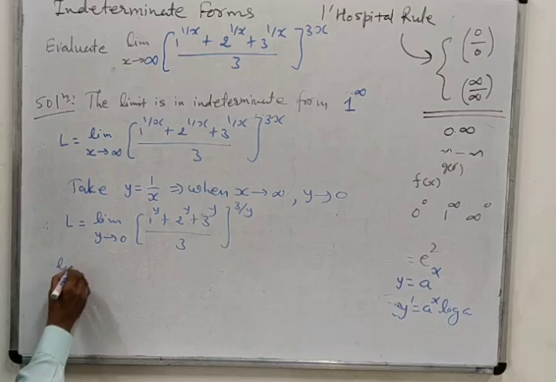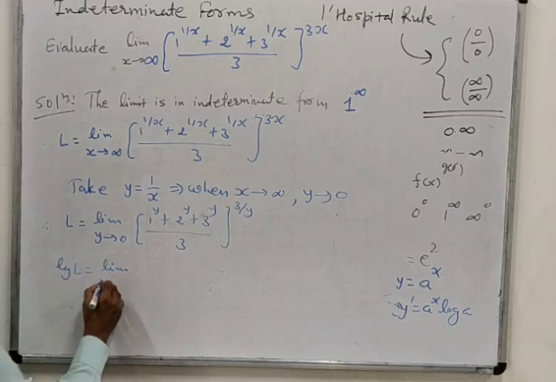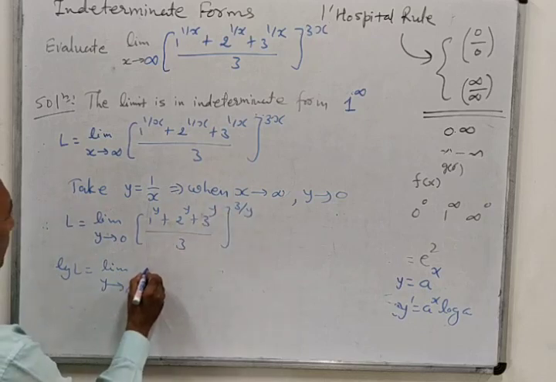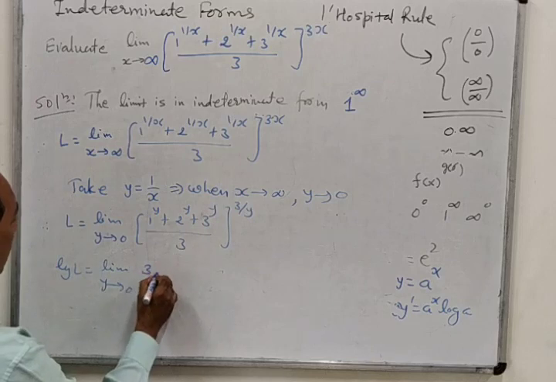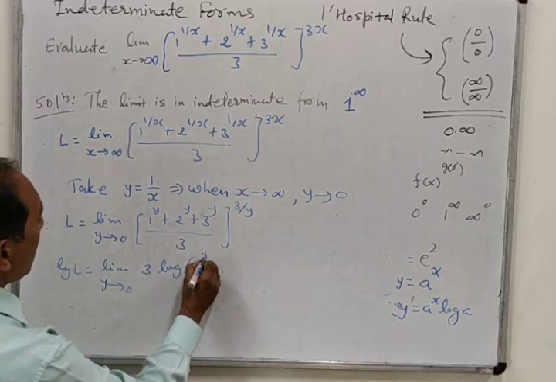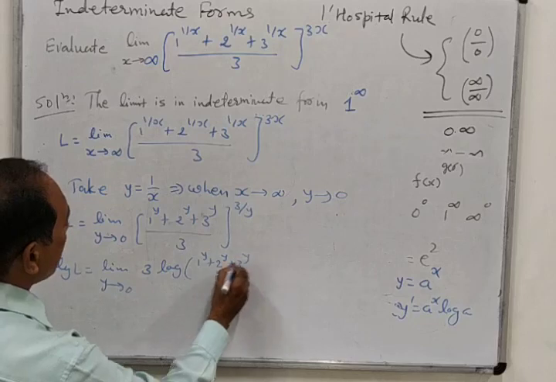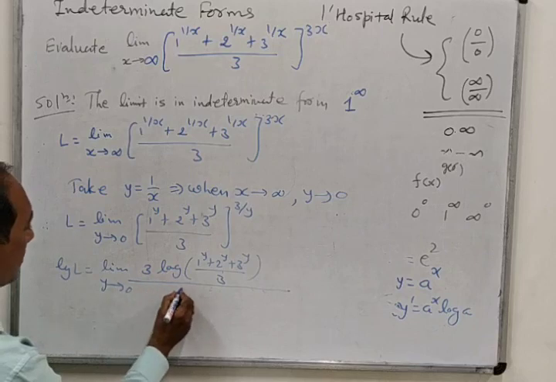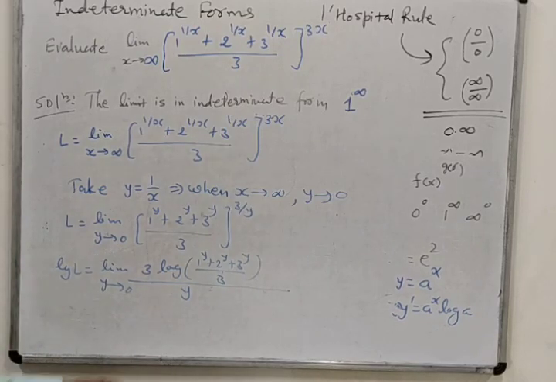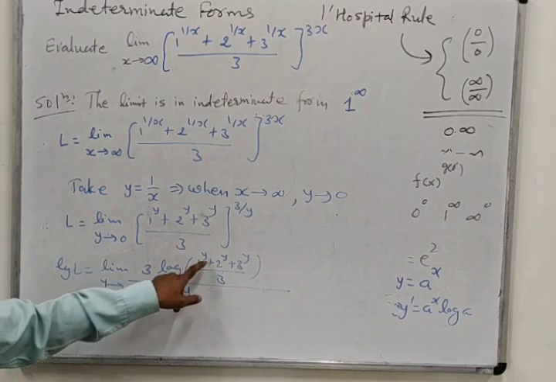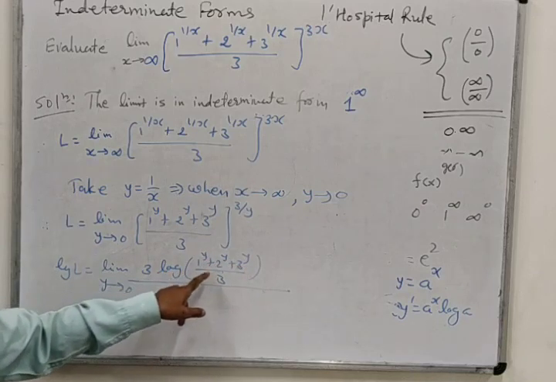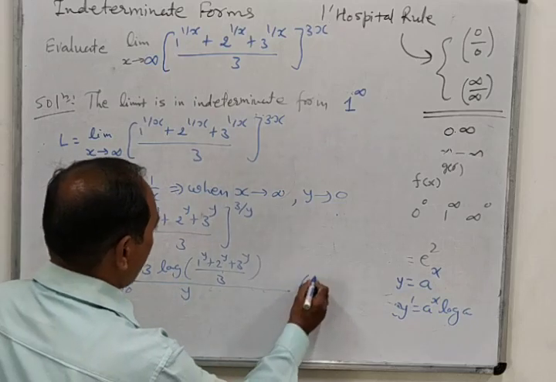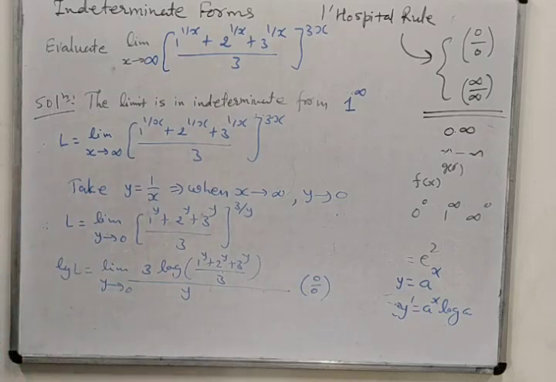So then we will take log of L. So it will become limit y tends to 0, this 3 upon y comes outside, so 3 upon y times log of (1 raised to y plus 2 raised to y plus 3 raised to y divided by 3). This y we will write down over here in the denominator. Now if we put y equal to 0, 1 raised to 0, 2 raised to 0, 3 raised to 0, so log of 1 is 0 and this y is also 0. So it is in the form of 0 upon 0.